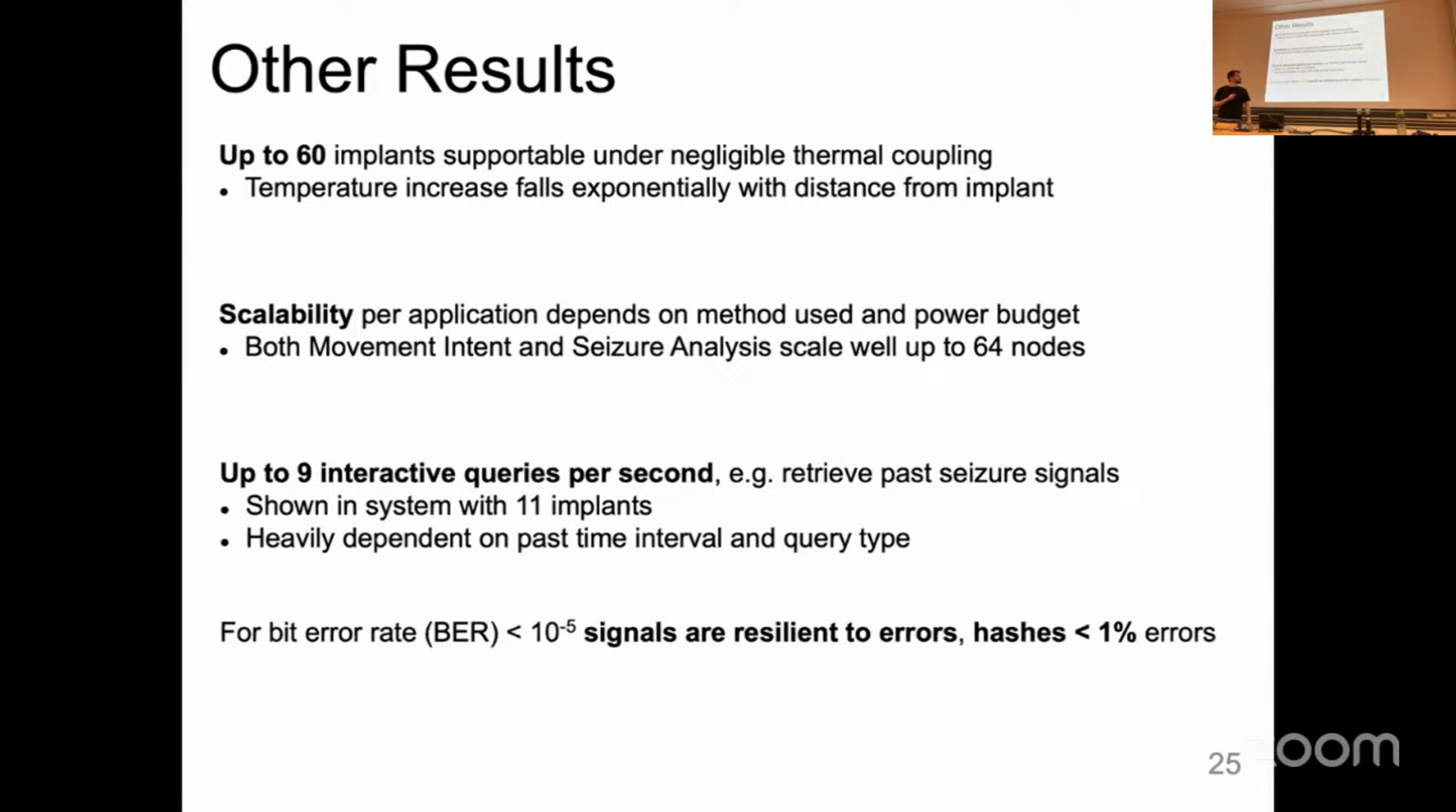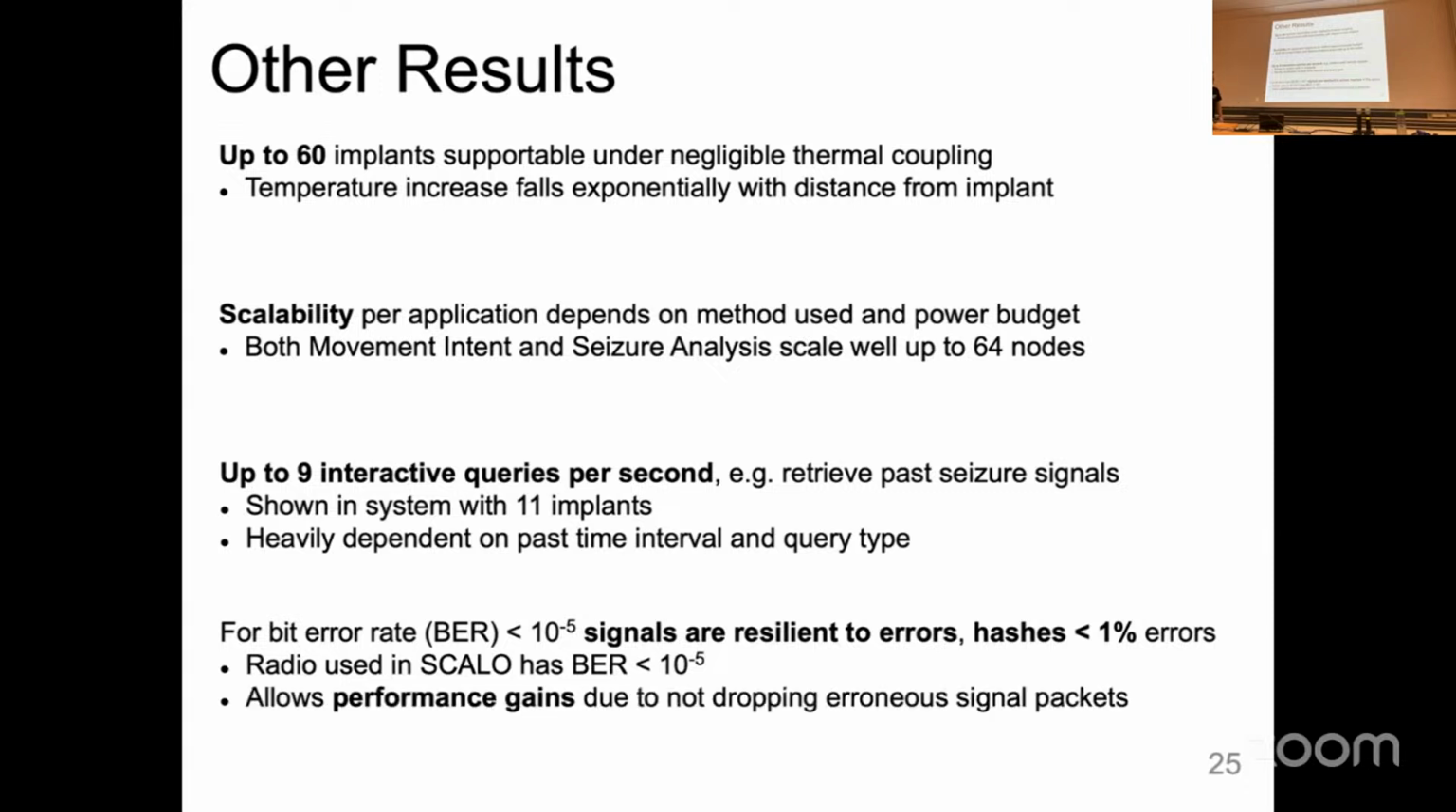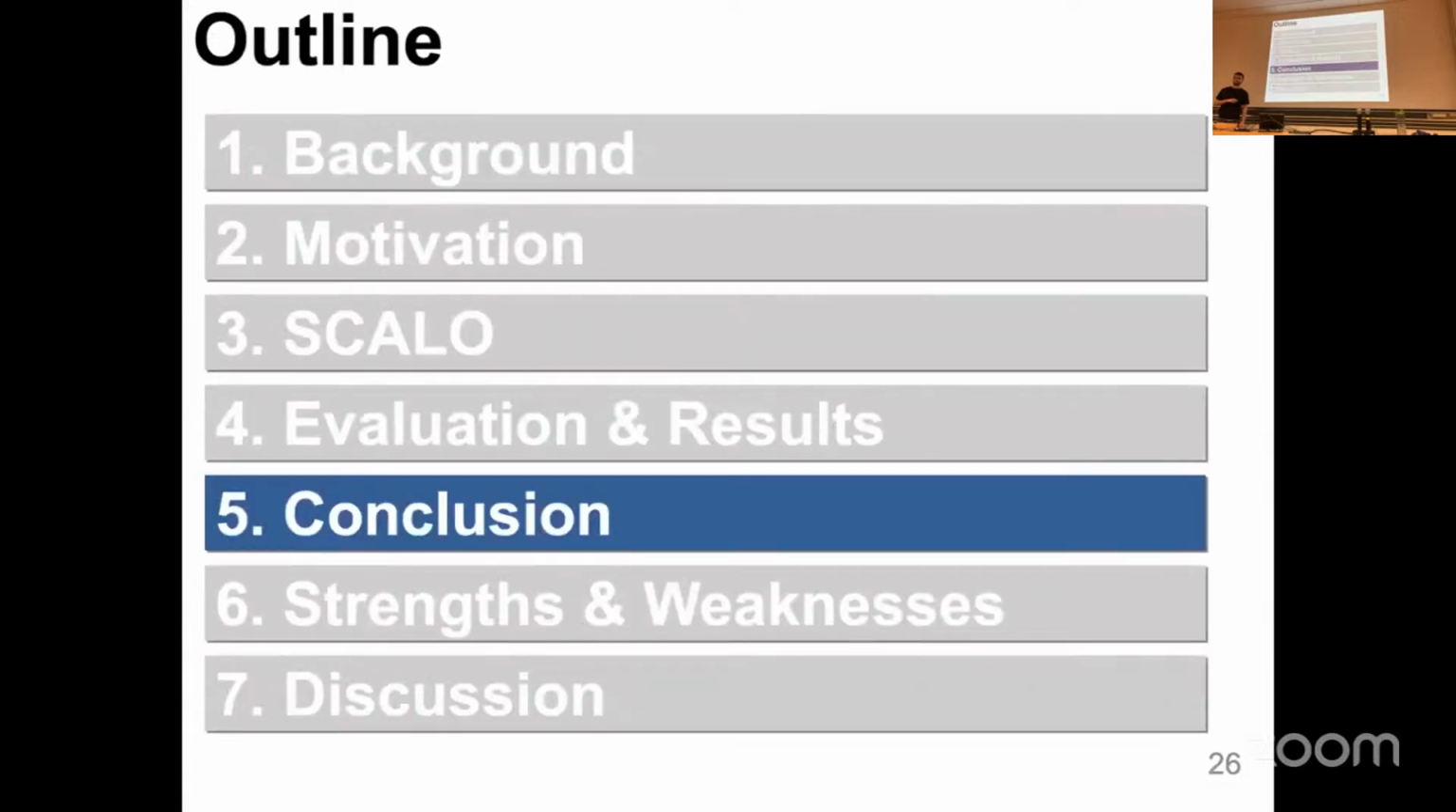Okay, then this is what I said about the resiliency, a bit more specific. For bit error rates below 10 to the power of -5, signals are resilient to errors, and less than 1% of hashes actually have an error because they are very short. This is provided by Scalable, the radio they use, which has this bit error rate. This allows performance gains due to not dropping erroneous signal packets, right? And it also decreases the network load, because we don't need to retransmit stuff, right?